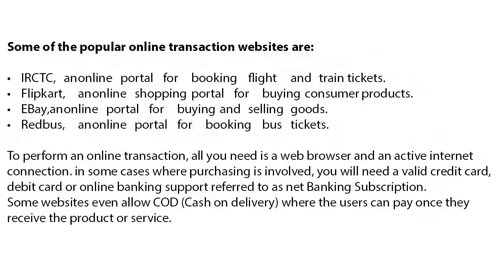Now some of the popular online transaction websites are IRCTC, an online portal for booking flights and train tickets. So if you want to book a flight or a train ticket, the website is IRCTC. Flipkart, an online shopping portal for buying consumer products. You can purchase products from Flipkart. Then you have eBay, an online portal for buying and selling goods, where you can purchase and even sell goods. Then you have Redbus, an online portal for booking bus tickets. Here you can purchase bus tickets.